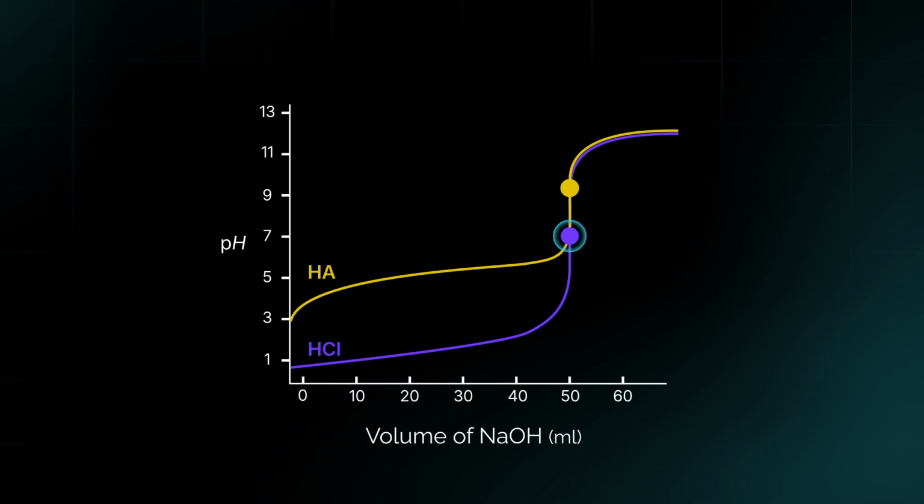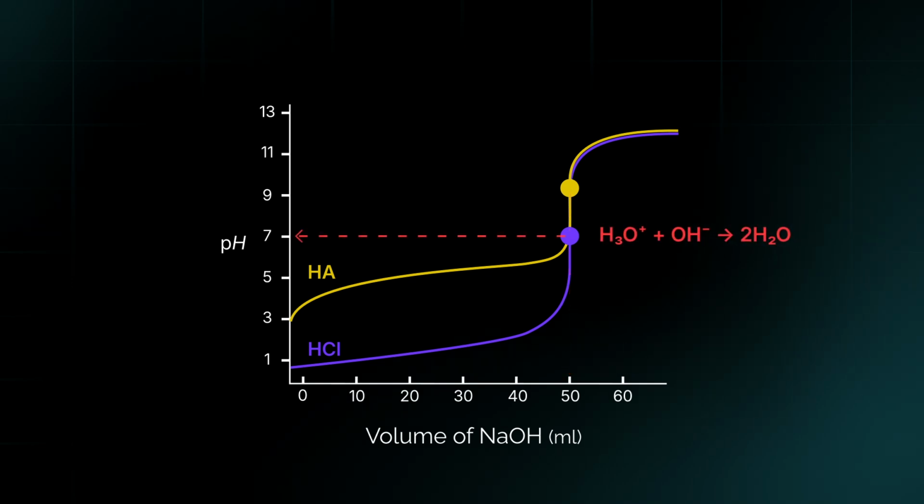Next, let's look at the equivalence point. This occurs when the moles of base added equals the moles of acid originally present in the solution. Since the concentration of our weak acid is the same as that of the strong acid, it takes the same volume of base to reach the equivalence point in both cases. But while the volume of base needed is the same, the pH at the equivalence point is not. This difference comes from the products of the neutralization reaction.